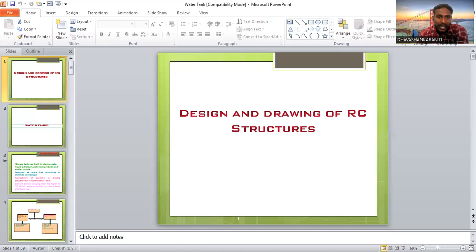Then design the vertical wall. Provide the minimum AST, then steel required more than the AST, then the spacing between the bars, and check for tensile stress to see that it is safe within the permissible limit. Okay, thank you.